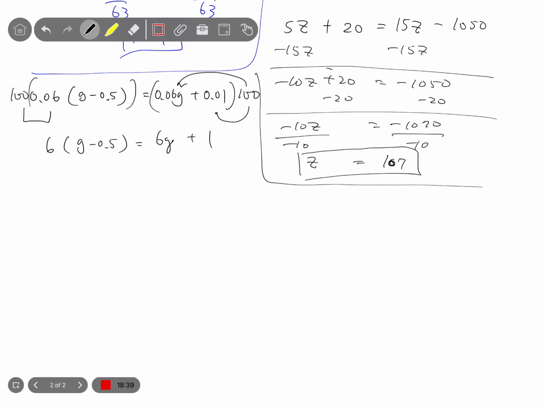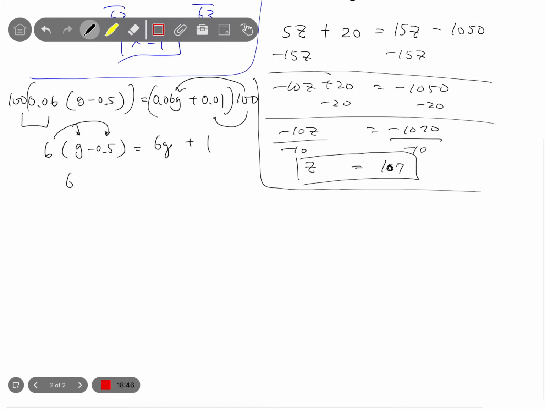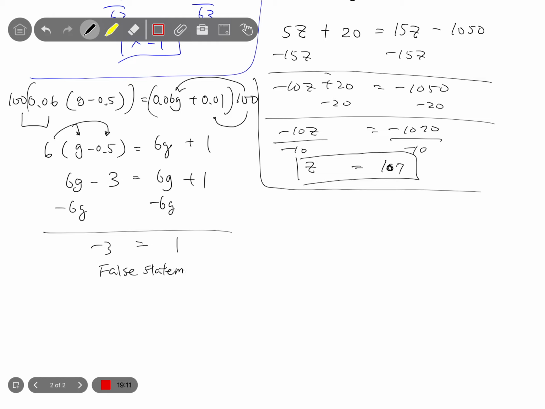Okay, so on the left-hand side, I'm going to have to do a little bit of a distribution, just because I think that's the things that we got to do. So I have 6g minus, now 6 times 0.05 is 3, equals 6g plus 1. And hey, check this out. You have 6g's on both sides. So that means if I minus 6g on both sides, I get negative 3 equal 1. And this right here tells me this is a false statement. So no solution.